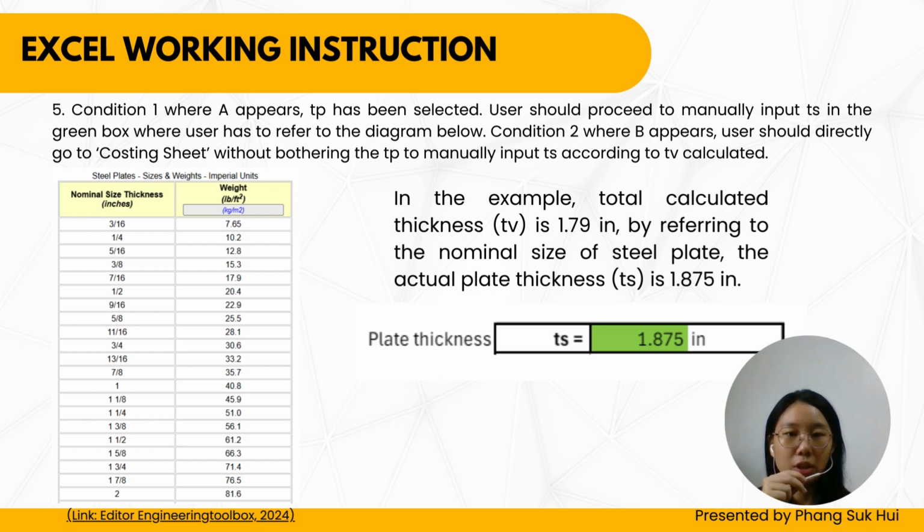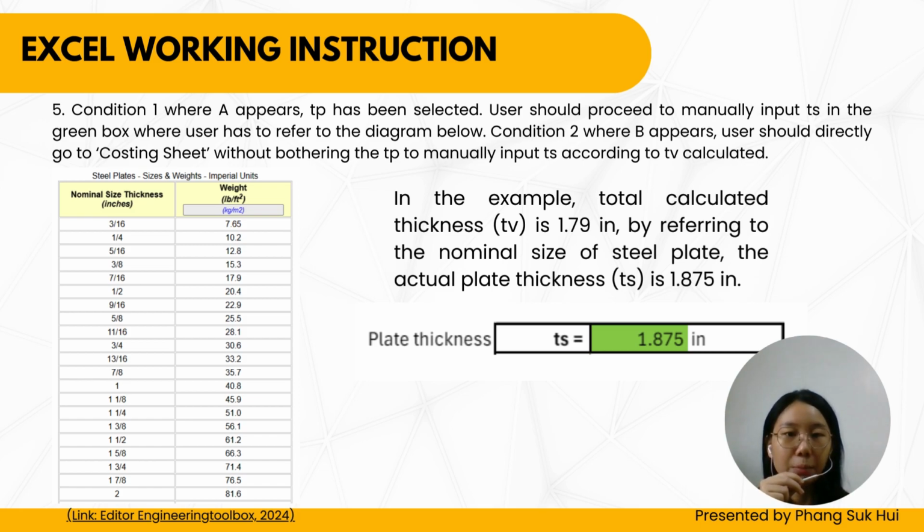In the same condition, after TP has been selected, the user should proceed to manually input the TS, the thickness, in the green box, where the user has to refer to the diagram below. Condition 2, where B appears, the user should directly go to the costing sheet without bothering with the TP and manually input the TS according to the TP calculated.